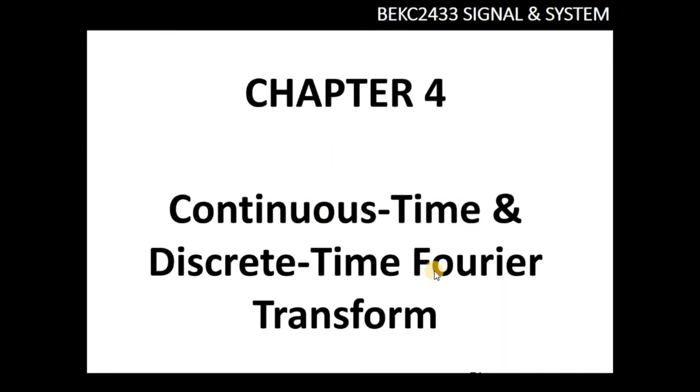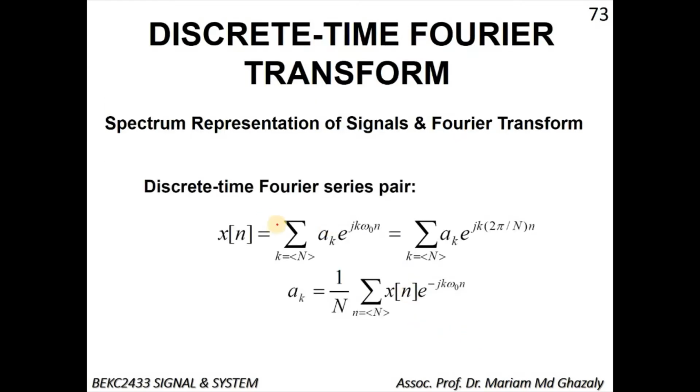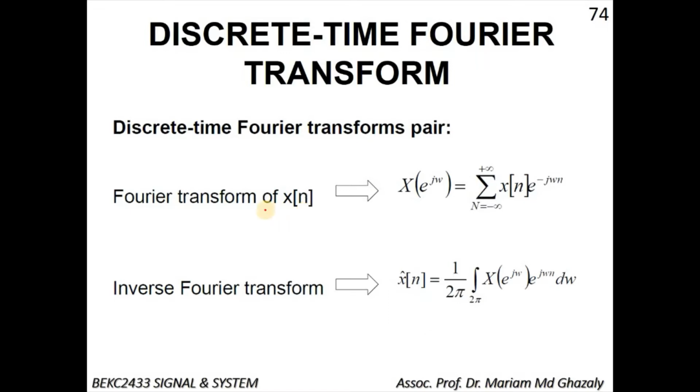So we are going to continue for chapter 4, which is on the discrete time Fourier transform. If you look at what you have learned in chapter 3 last time, we have learned about the discrete time Fourier series pair. Basically, Fourier series is used for the periodic signal. So if you see here, you have the equation for Fourier series, so let's jump directly to the Fourier transform equation.